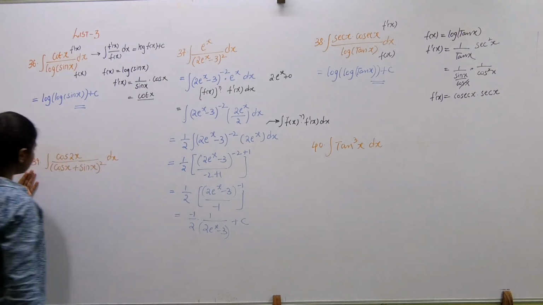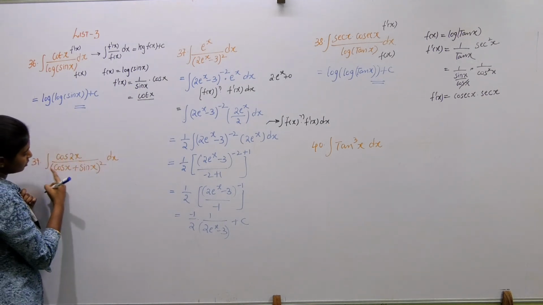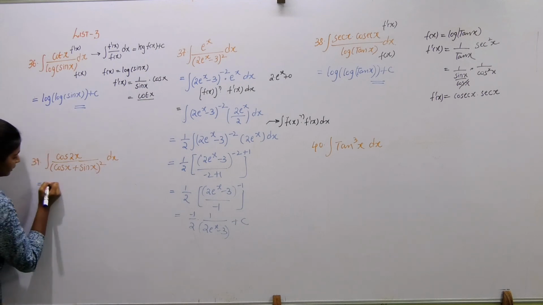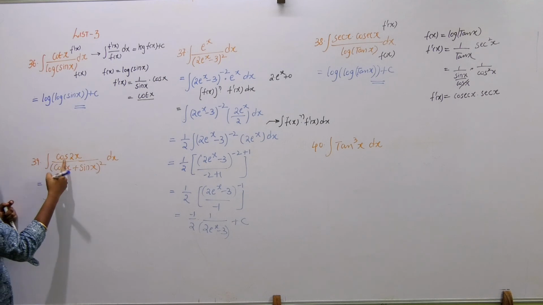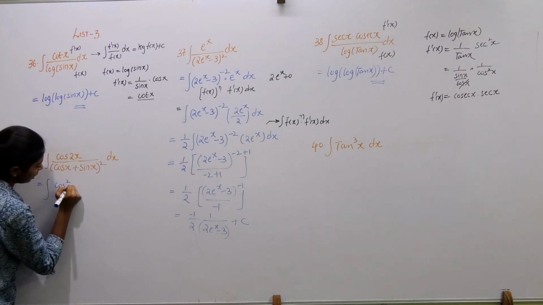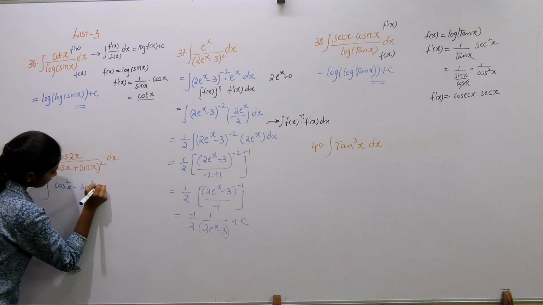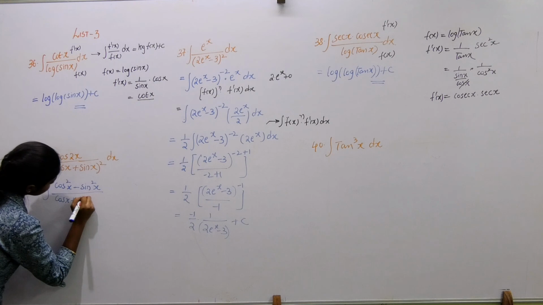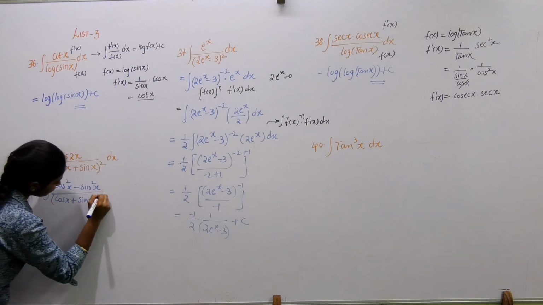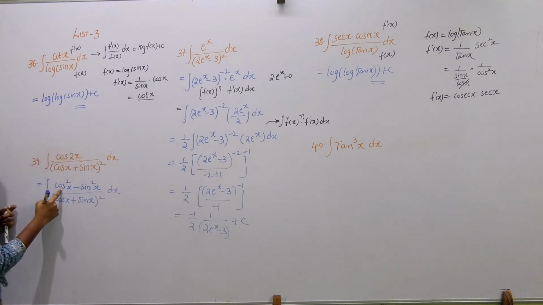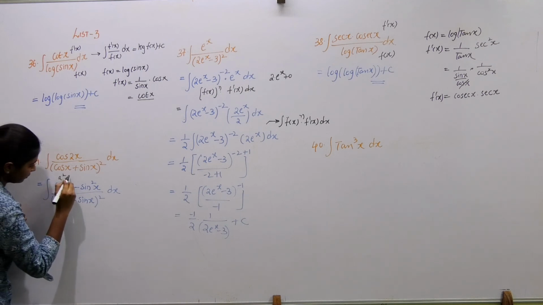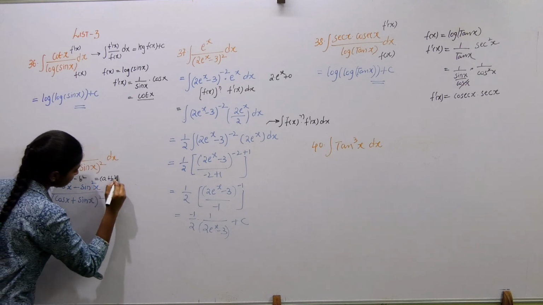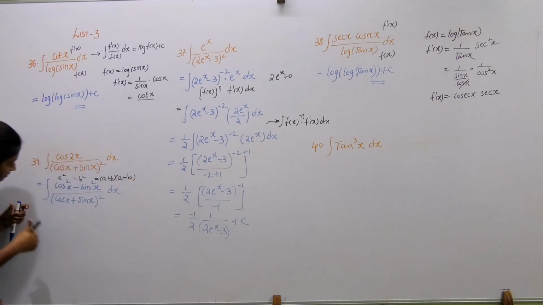Next, 39th one, integral cos 2x by cos x plus sin x whole square dx. When we look at this, in trigonometry we have a formula for cos 2x. It is cos square x minus sin square x by cos x plus sin x whole square dx. The numerator is in the form of a square minus b square, which equals a plus b into a minus b.